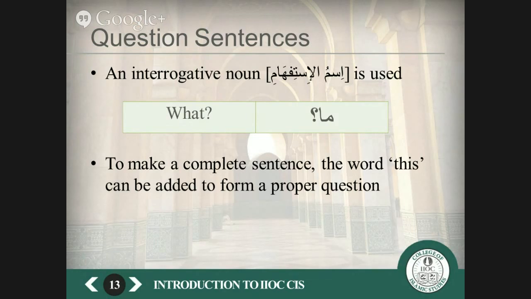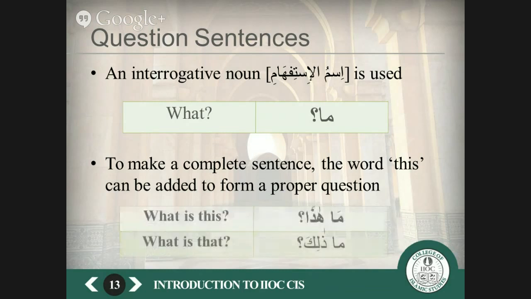If you want to make a complete sentence, you can add the word this afterwards in order to make a proper question. But here's the one rule. The question word, the interrogative noun, almost always comes at the beginning of the sentence. So let's say we want to say, what is this? Which one is going to come first according to the rule? Do we put the hadha first or the ma first? The ma first. Why? Because of the rule I'm telling you. Don't say, well, because in English it came first. It's not a good explanation, because it could be reversed in Arabic. The reason is the question word almost always comes first.